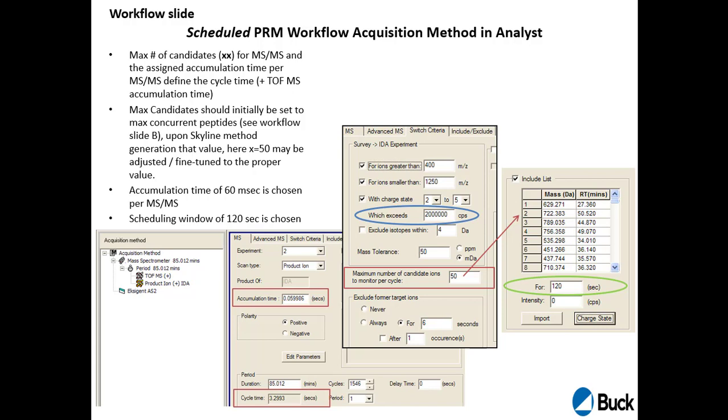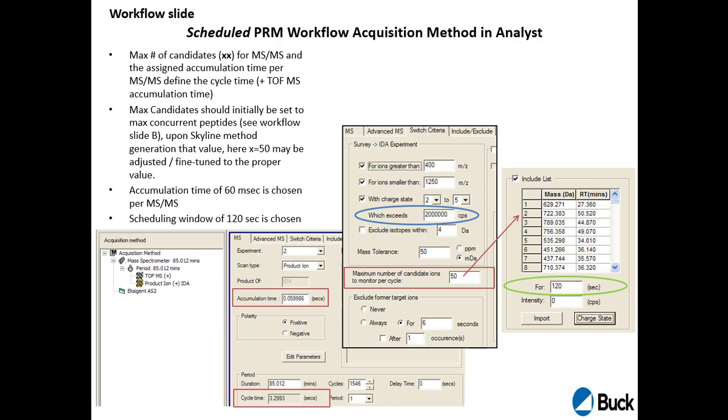And as I said, this is the maximum number of candidate ions to monitor per cycle, right? 50. So your concurrent transitions shouldn't be over 50 throughout the entire retention time. If you have 50 peptides, each with 60 milliseconds, then you have 3 seconds, and then maybe 250 for the MS1 scan, and you have a decent cycle time. I wouldn't go over that.